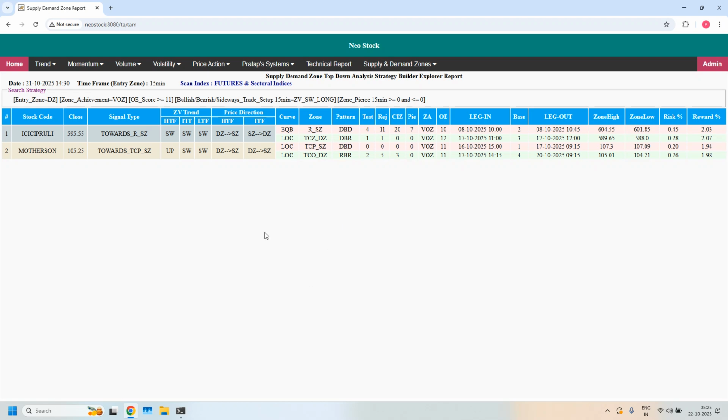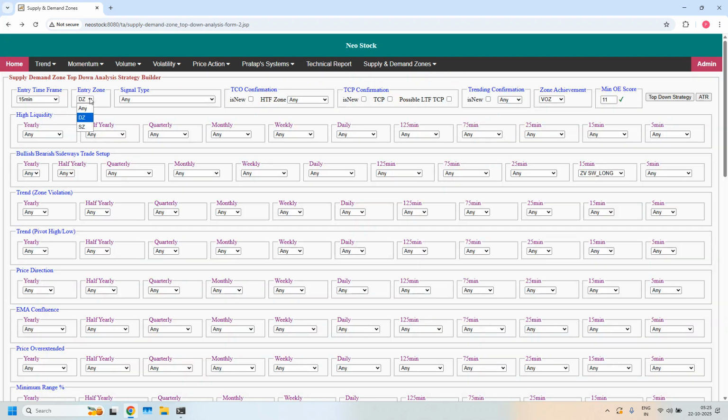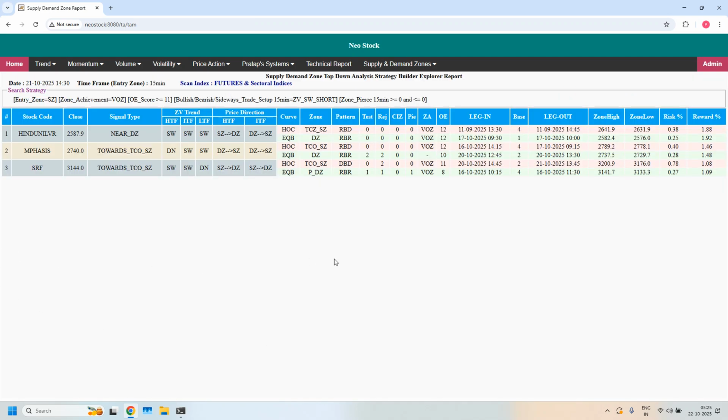Okay, next sideways short trade setup for daily income trade. The changes are 15 minutes supply zone, and here sideways short. Let's filter. We got 3 stocks. Entry time frame zones are 15 minutes supply zone. So you should plan trades only if lesson 30.3 video checklist items are satisfied.